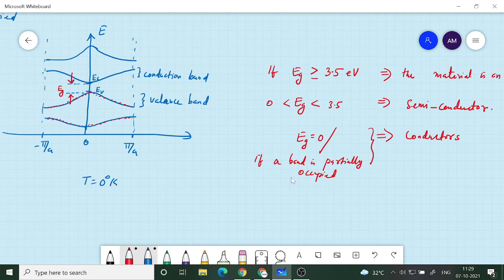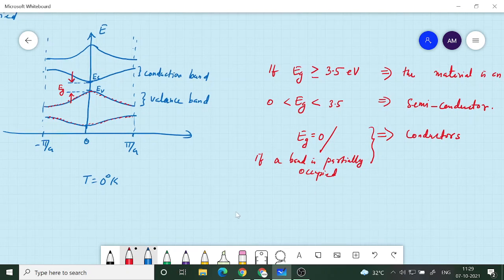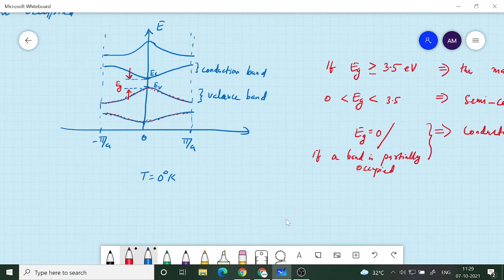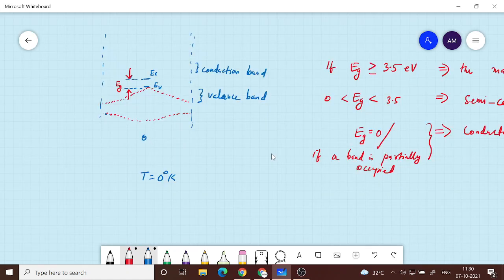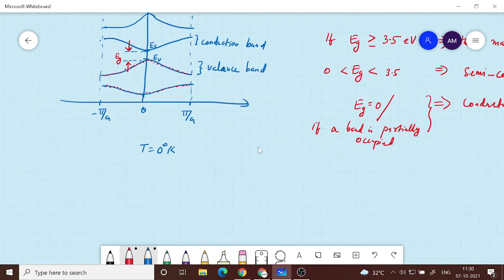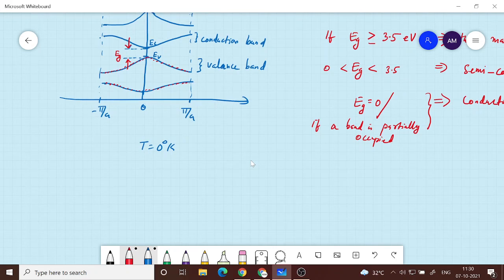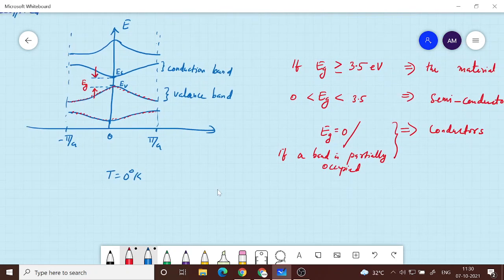So this is how we say whether a material is a semiconductor, a metal or conductor, or an insulator. Now why do we say so? That is a deeper question. Why do we insist that this is a semiconductor, or this is a conductor, etc.?